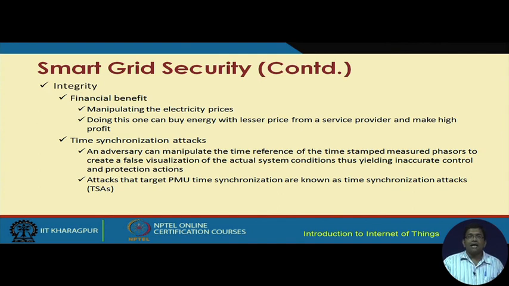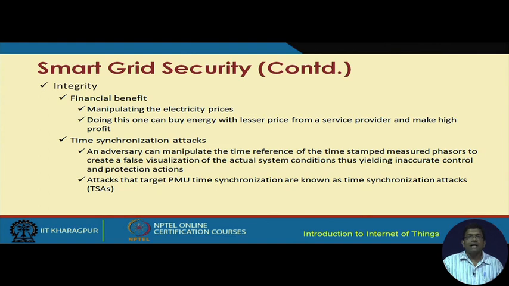Financial benefits can also be a motive for hurting the integrity of the system. For example, the attacker can manipulate the electricity prices. By doing this, one can buy energy at a lesser price from a service provider and make high profits. As you can understand, it is very easy to do, because the cyber system connects to the physical system, and through the cyber system attacks can be launched on the physical system. It is possible to indirectly steal electricity at lower prices, or even without paying any price at all.